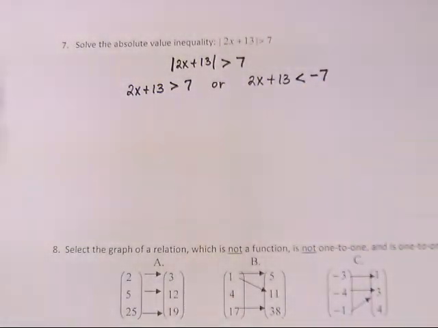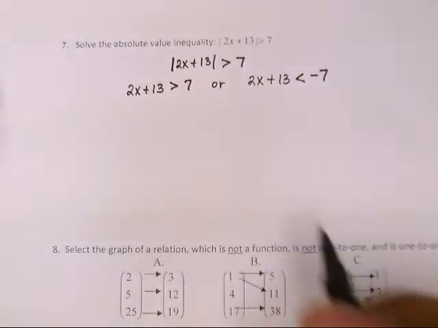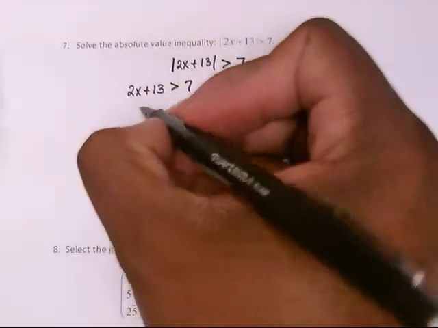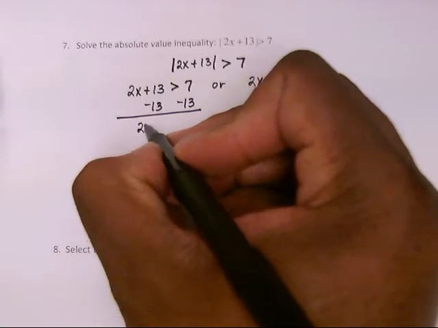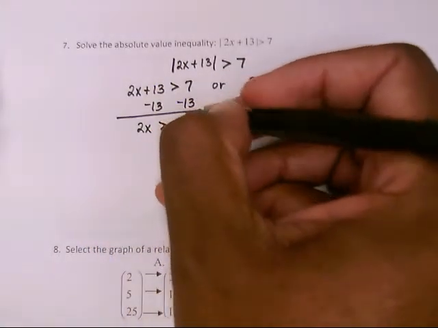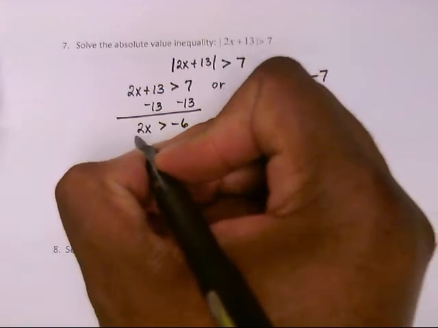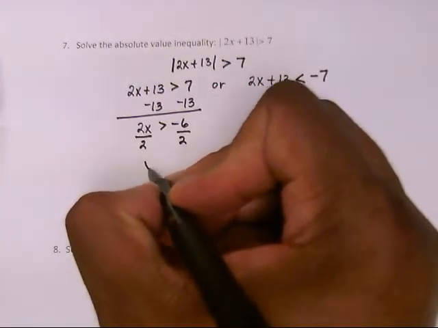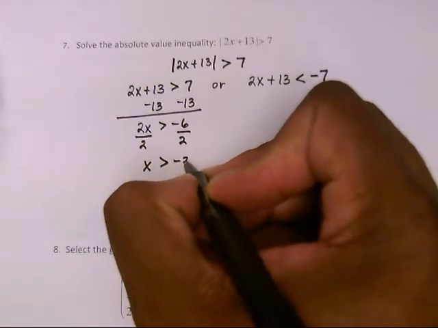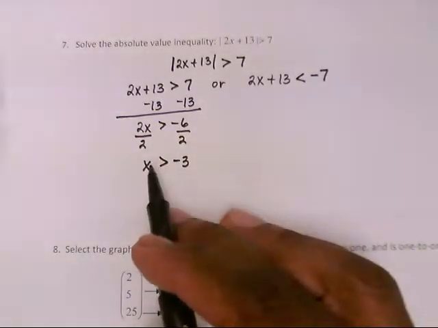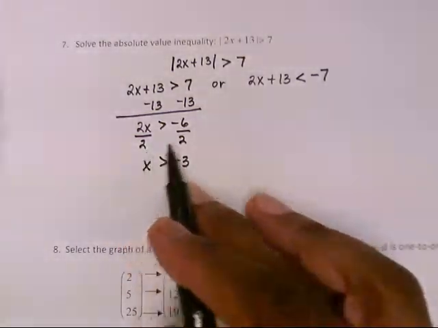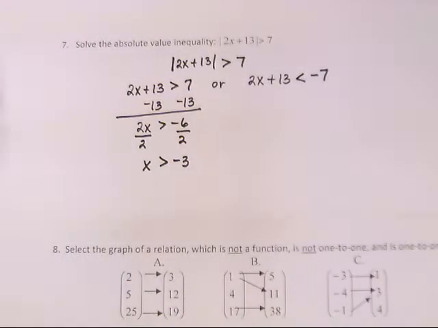So these are my two inequalities that I will get x by themselves for each one. So now for the 2x plus 13 is greater than 7, if I subtract 13 on both sides, that means I'm going to have 2x is greater than 7 minus 13 will be negative 6. And then divide by 2. X is greater than negative 3. Now here I don't switch the inequality symbol because I'm dividing both sides of this inequality by a positive number, so that inequality symbol remains the same.